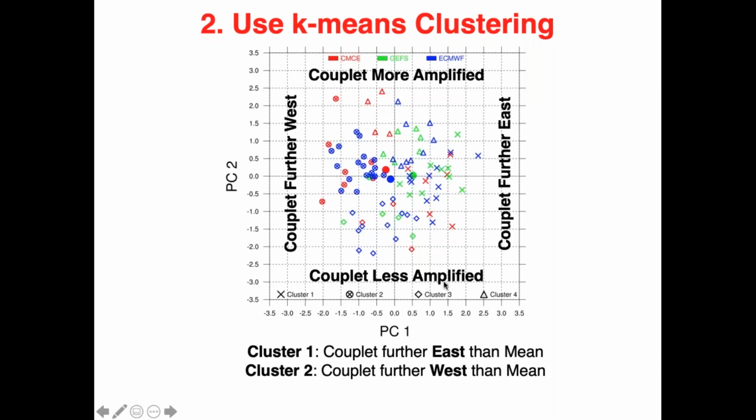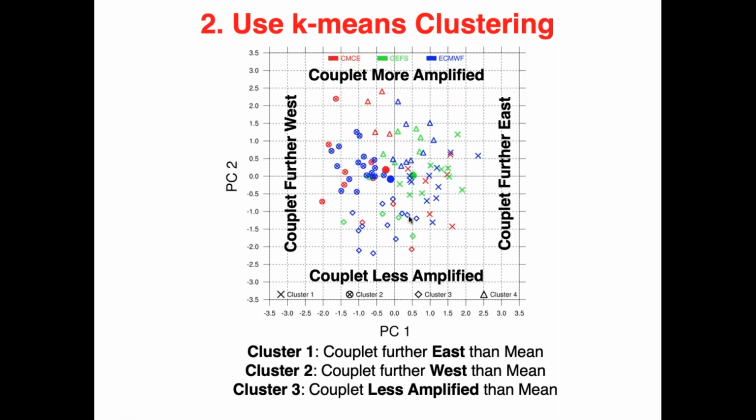Looking at cluster 3, which is the diamonds, they are down here in this part of the phase space. So the physical interpretation for this, having that principal component for EOF2 being negative, is that the couplet is less amplified in this cluster. So that's the physical interpretation for cluster 3.